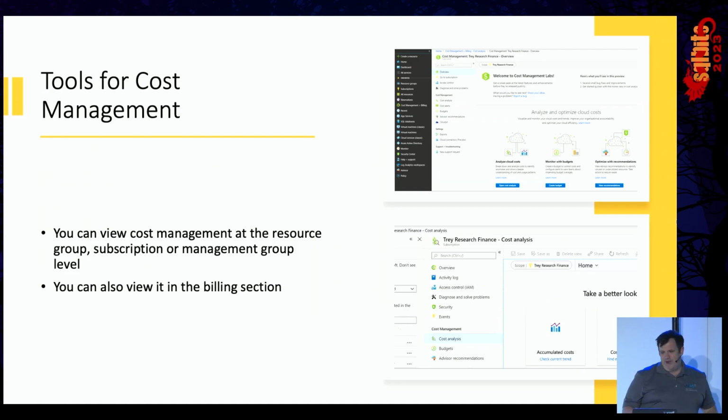The portal has a bunch of really nice tools for cost management. We're not going to go into any depth in this because it's 20 minutes, but I will tell you, when you're building new services, there's a concept called budgets. Budgets are alerts. They work just like alerts. They're built on the same engine as alerts in Azure.